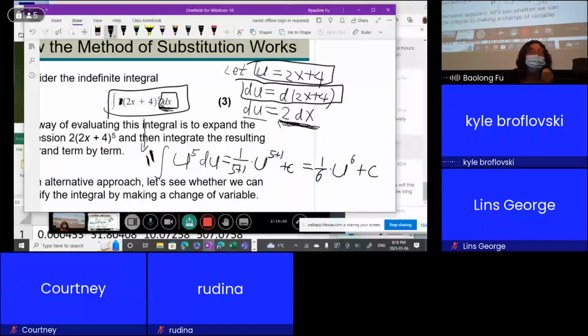And then, do not forget, replace back u with x. What is u again? u equal to 2x plus 4. 2x plus 4 is u. You're done. You get the final result. So that is the substitution, method of substitution.